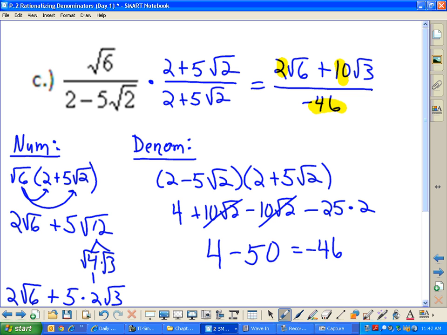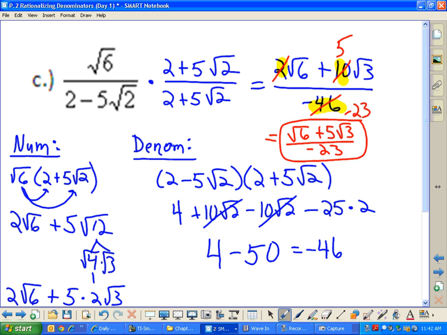Since they all have a common factor, I am going to go ahead and reduce it down by taking out that factor of 2. So if I take 2 out of 2, that's just 1. 2 out of 10, that's just 5. And then negative 46 divided by 2, negative 23. So the best answer for this is actually the square root of 6 plus 5 root 3 all over negative 23. So it's important to remember to reduce your answer to lowest terms when you're all done.